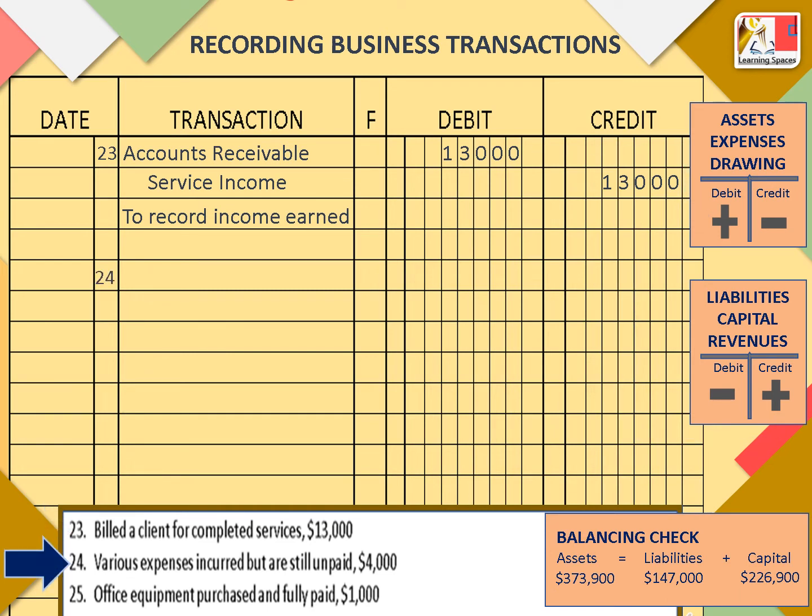Forwarding to the transaction on March 24, the $4,000 various expenses incurred but not yet paid are actually for the utilities expense amounting to $2,000, and for taxes expense also amounting to $2,000, which are both to be plotted on their normal increase side of debit. And for the credit side, since the statement implied that these expenses are not yet paid, then we cannot credit cash. Instead, we should credit the liability accounts for each, such as utilities payable, $2,000, and taxes payable, $2,000.